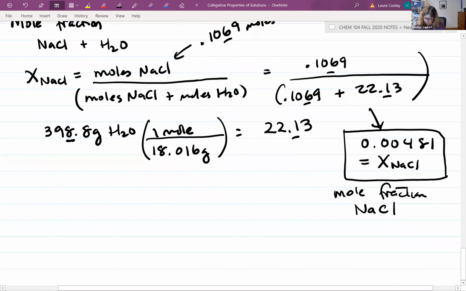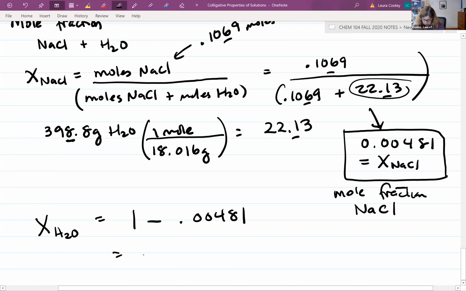Okay, now what if I want to find the mole fraction of the water? I could take this number and divide it by the total, or I could just subtract from 1. And it comes out to 0.9952. That's the mole fraction of water.